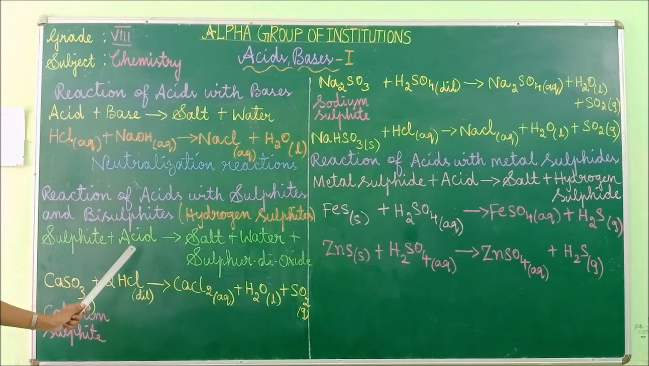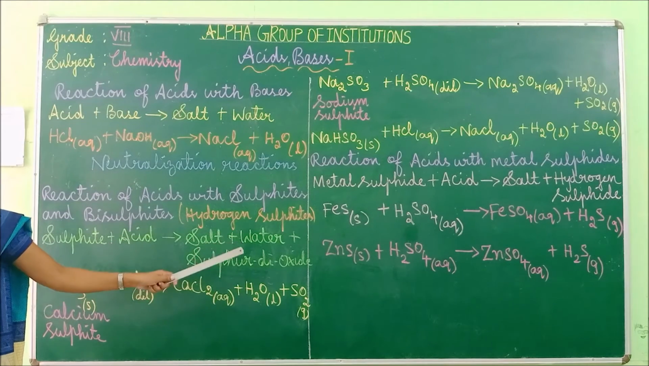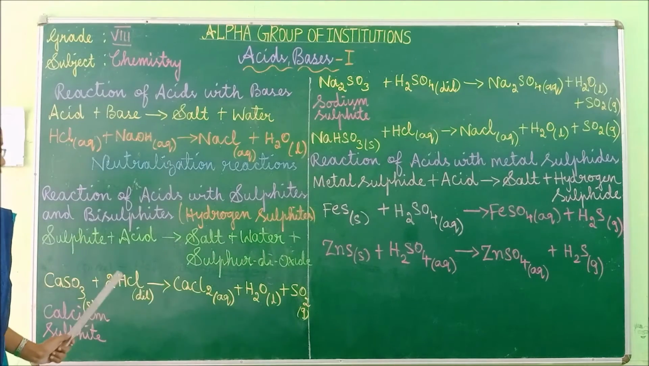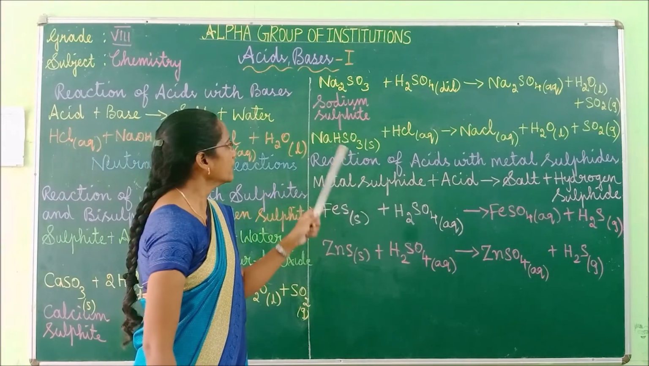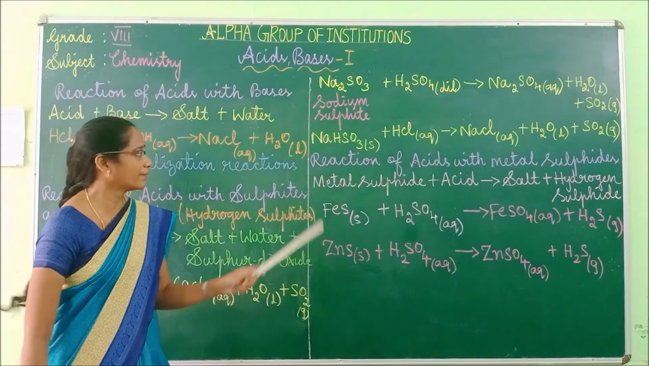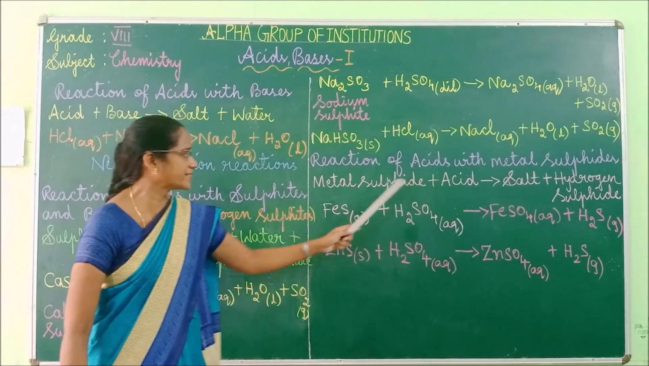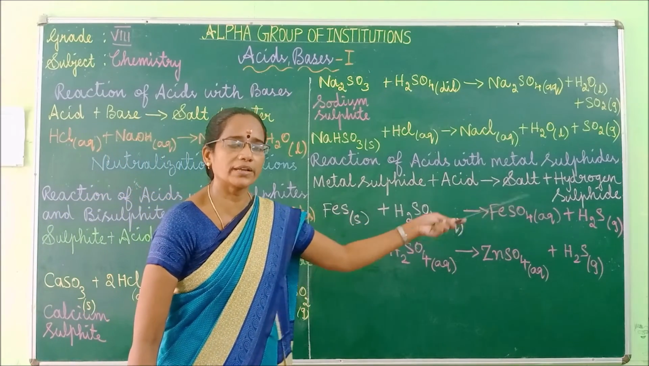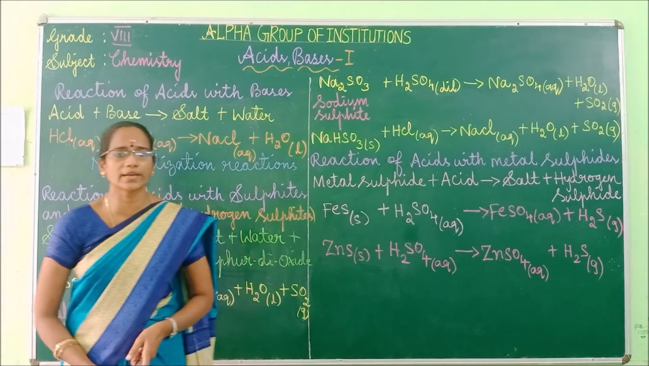So when a sulfite reacts with acid, they combine to form salt and water. Along with that, sulfur dioxide gas will form. Okay, you can give one or two examples. You can give calcium sulfite as well as sodium sulfite. Next is sodium hydrogen sulfite. Next one is reaction of acids with metal sulfides. So when a metal sulfide reacts with acid, they produce salt as well as which gas? Hydrogen sulfide gas is produced.